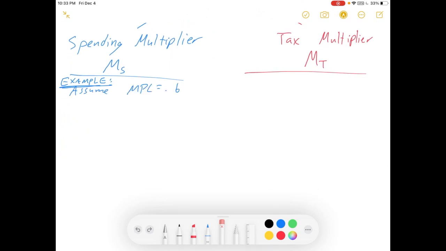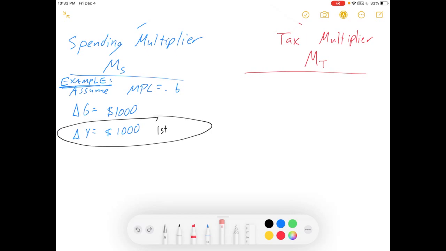Example: we're going to assume that MPC is constant at 0.6 and that the government changes spending by $1,000. Added $1,000 of spending. Well, the immediate effect is GDP goes up by $1,000 because GDP is C plus I plus G plus net exports. Well, G went up by 1,000, so does GDP. So that's our first big impact on our GDP.